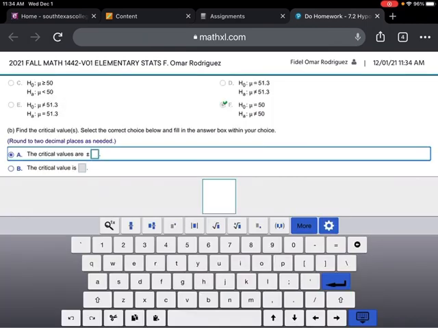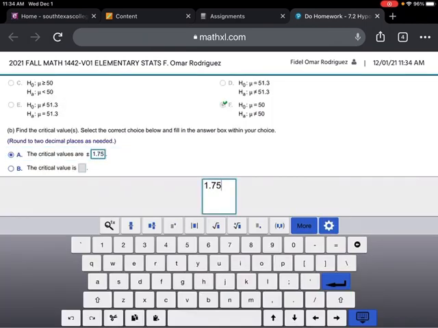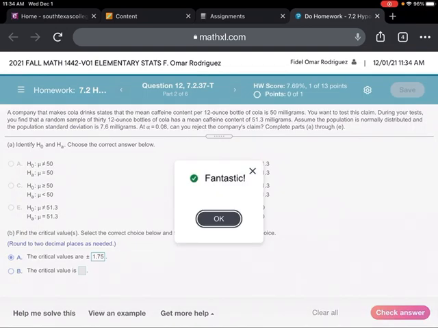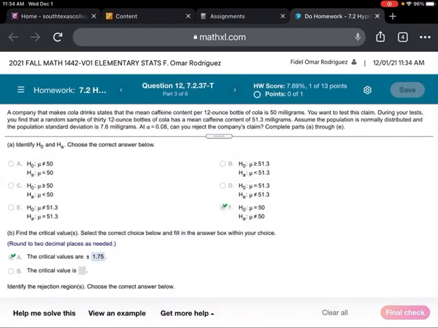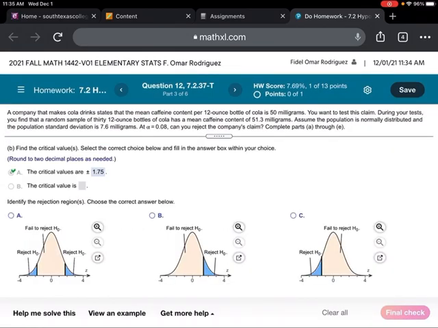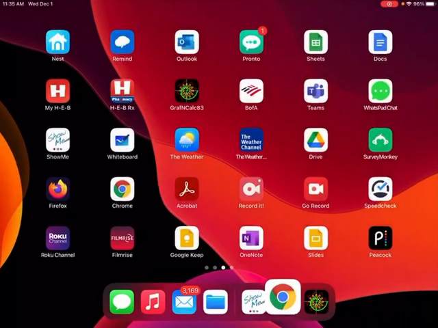So I'm going to come back to my problem. Here we go. And right here, 1.75. If you notice, there's already the little plus and minus in front of it. And all right, we got that part.